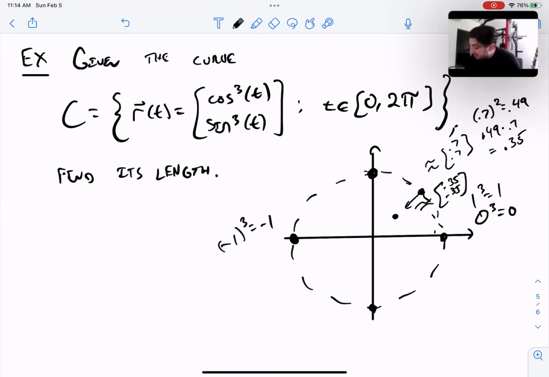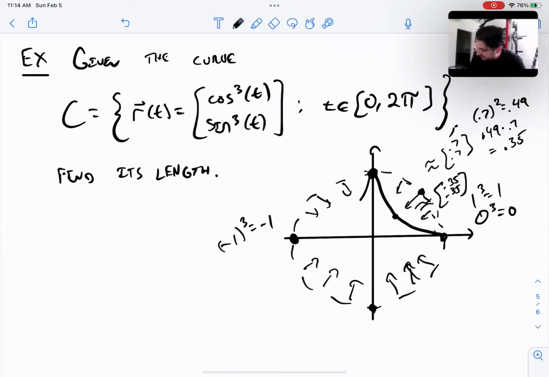So that's going to happen to all the points. They're all going to get compressed in towards the origin. But I know they keep the intercepts the same. So what is this graph going to look like? It's going to look like this. You get this really nice star shape for this graph.